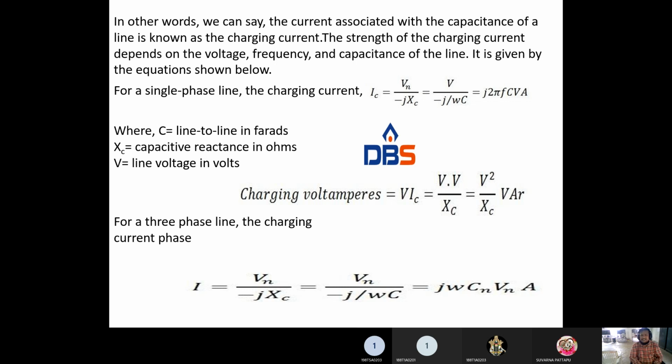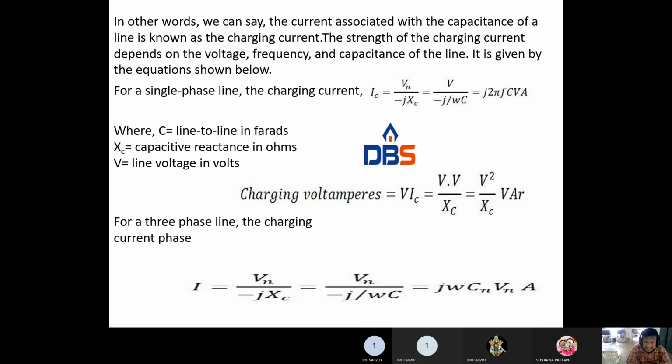In other words, we can say that the current associated with the capacitance of the transmission line is known as charging current. Charging current, simply said, is a capacitive current. Charging current is nothing but capacitive current. We can also define it like this: the current associated with the capacitance of a transmission line is known as the charging current. Now the strength of the charging current depends upon the voltage, frequency and capacitance of the line.